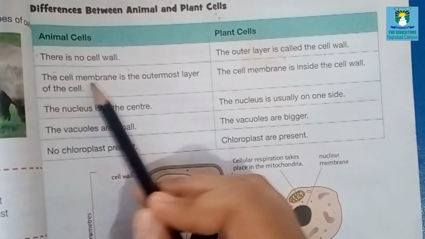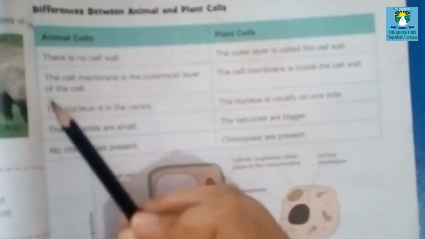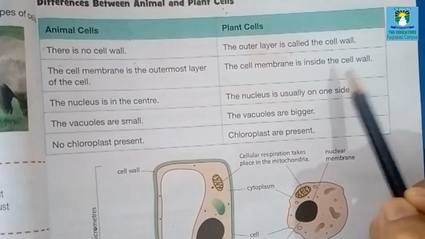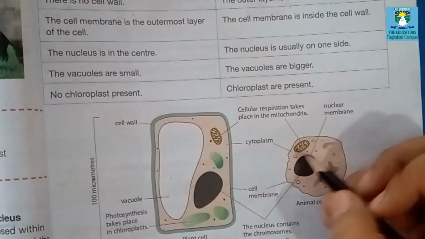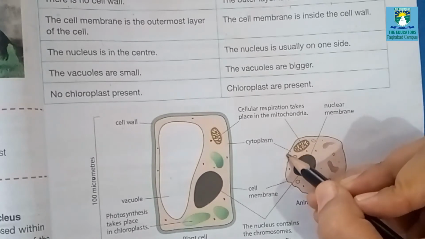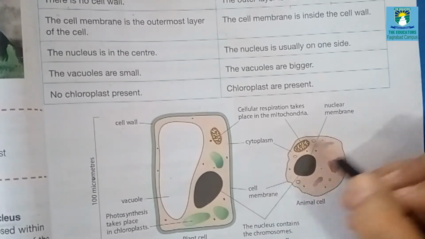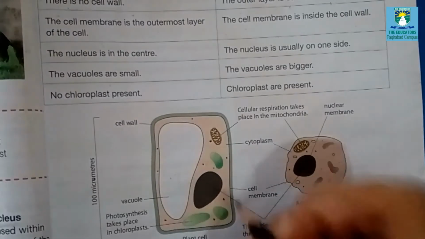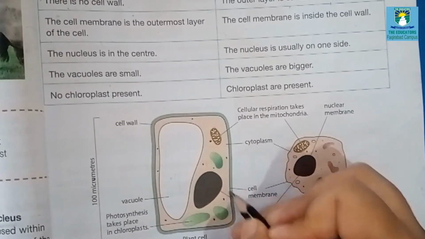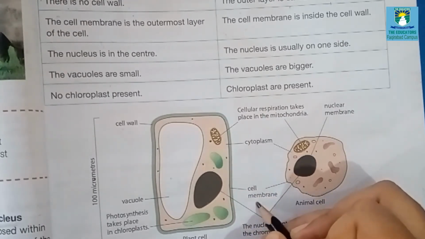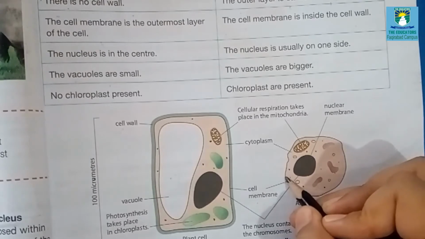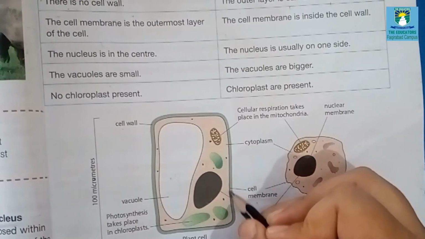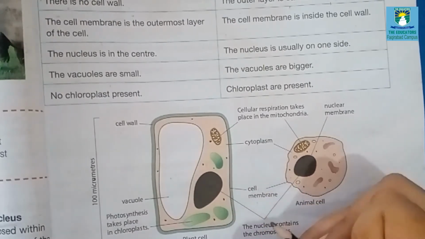The cell membrane is the outermost layer of the cell. The cell membrane is inside the cell wall. Next difference is, in animal cell, the outermost layer is known as cell membrane. But in plant cell, the second layer is known as cell membrane.